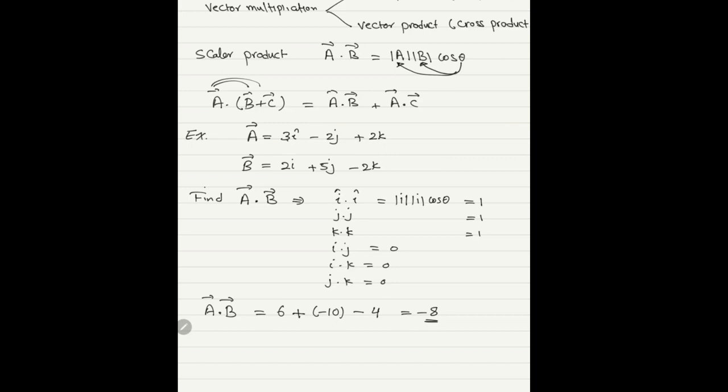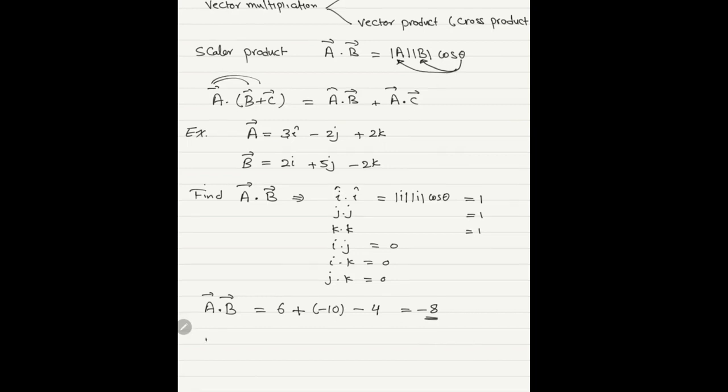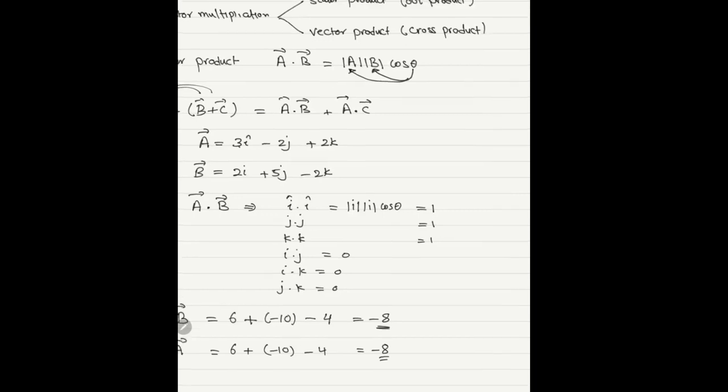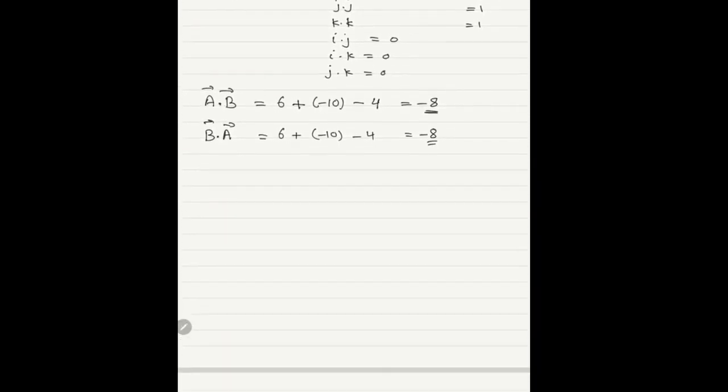What if we need to multiply B dot A? Again, the answer will be 6 plus minus 10 minus 4, which equals minus 8. In this case, A dot B equals B dot A. So you can interchange between A and B or B and A.